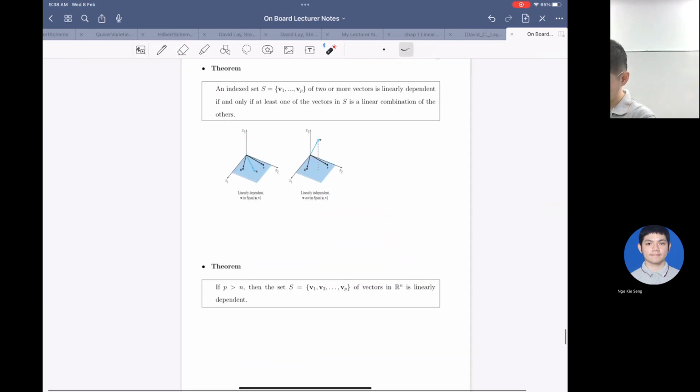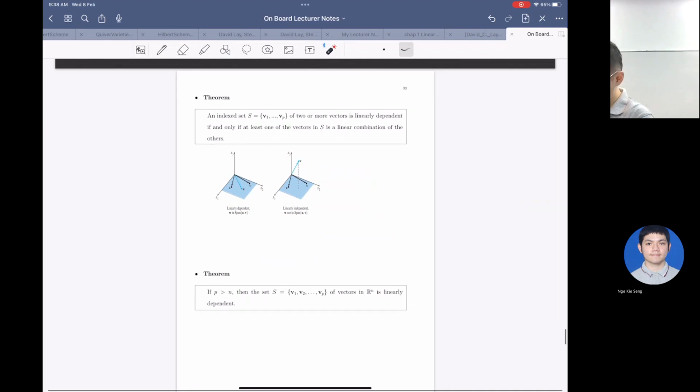There's some theorem here. The first theorem is: if you have p vectors, when are they linearly dependent? As long as one of them you can write as a linear combination of the others, that's enough. No need for all of them; at least one of them is enough. One vector from the set that can be written as a linear combination of the others is enough to say that the set is linearly dependent. One is enough.